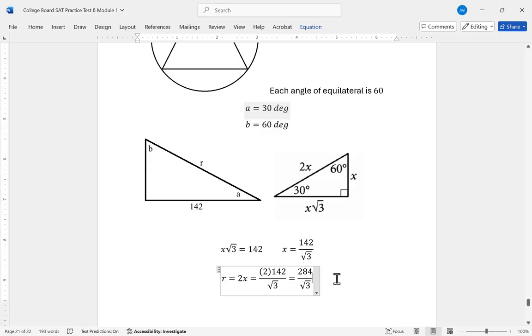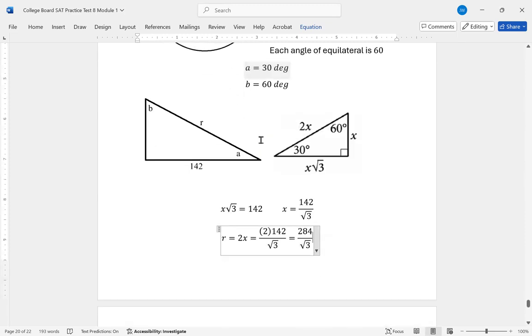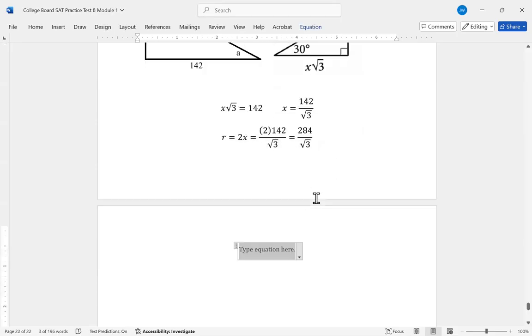So that's my r. Now be careful here. We're not asking for r. Remember, it says the radius of the circle is w times the square root of 3 centimeters. What is the value of w? So the radius is equal to 284 divided by the square root of 3. That radius is going to be w times the square root of 3.